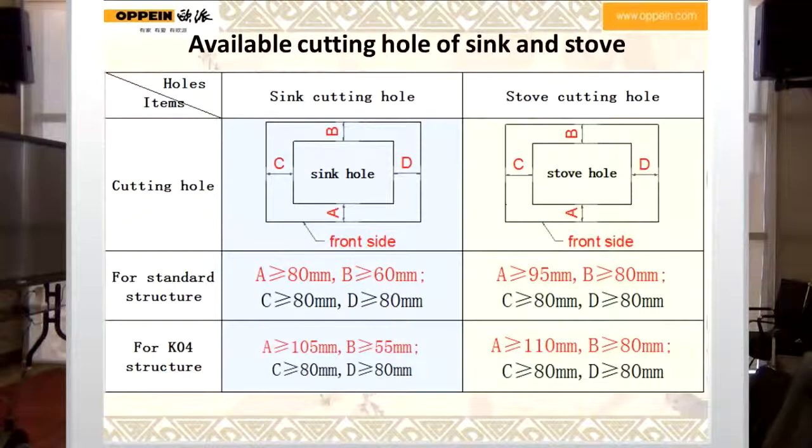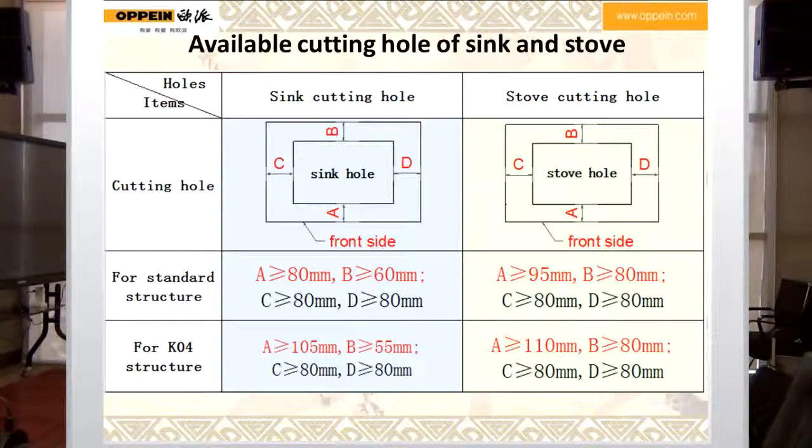The available cutting hole of sink and stove. This is the sink cutting hole, and this is the stove cutting hole. So for standard structure and sink cutting hole, A, the front side, must be at least 80 mm. B must be at least 60 mm. For KO4 structure, A must be at least 105 mm. B must be at least 55 mm. C and D, for standard structure and KO4 structure, must be at least 80 mm.